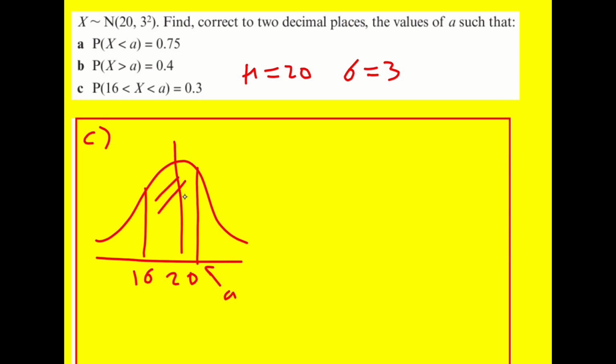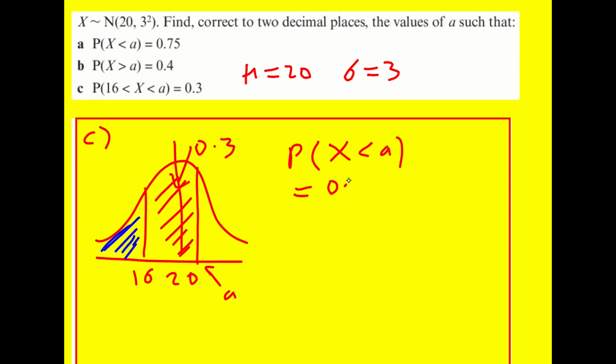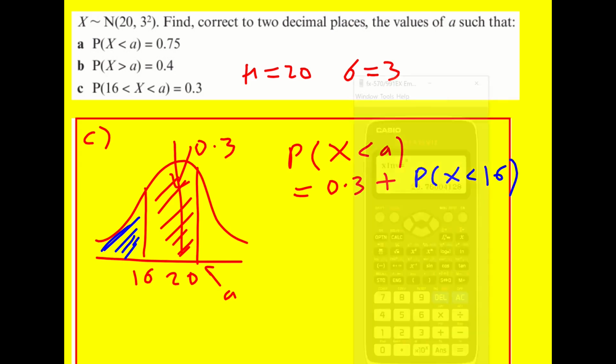Okay, and then I've got this is 0.3. So there's a bit more to do this time. I've got that, therefore, that the probability that x is less than a is going to equal this red bit, but then it's also going to equal this blue bit. So it's going to be 0.3 plus the probability that x is less than 16. So I'm going to first of all have to deal with that.